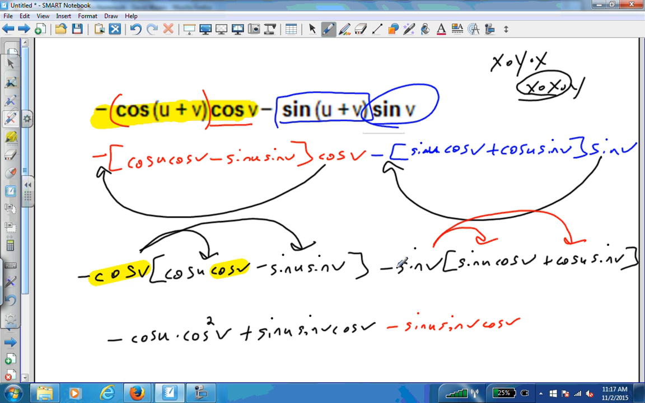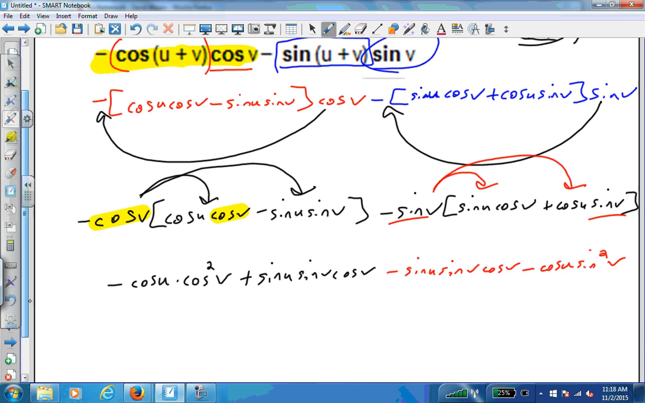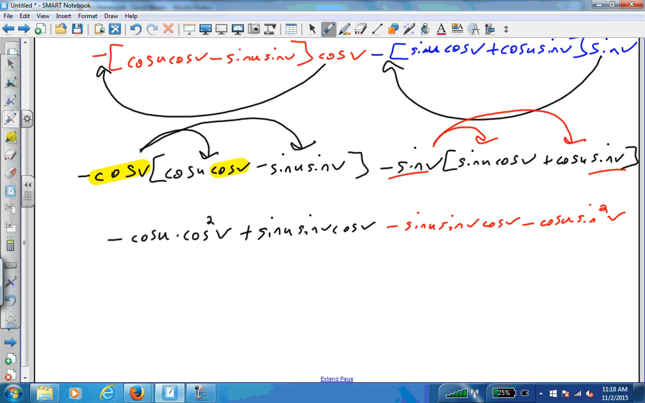Distribute those. Negative times positive is negative. Notice those are the same. So we have a cosine u. Sine v times sine v is sine squared v. So to start with, it's just using the sum and difference identities for sine and cosine.